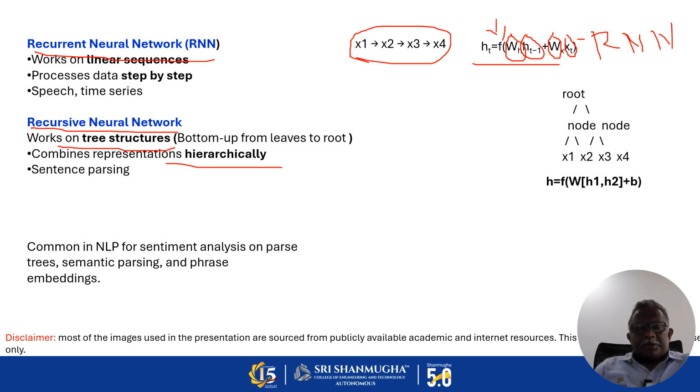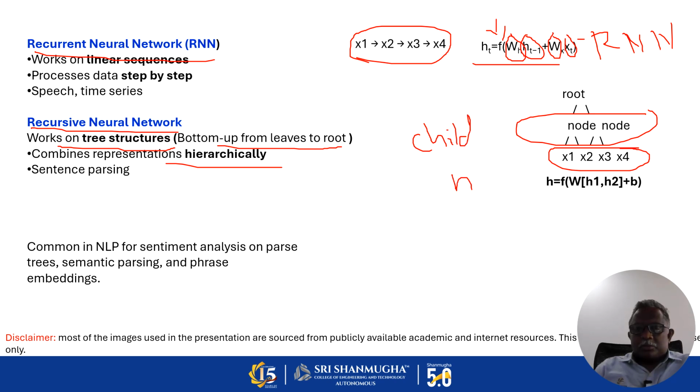If you look at the recursive neural network, we don't go by linear sequences. Here we look at a hierarchical one, like a tree-like structure. We move with a bottom-up approach, from leaves to root. This is a leaf, and these are child nodes, in a simple representation. This is a parent node. The information flows from bottom to top.